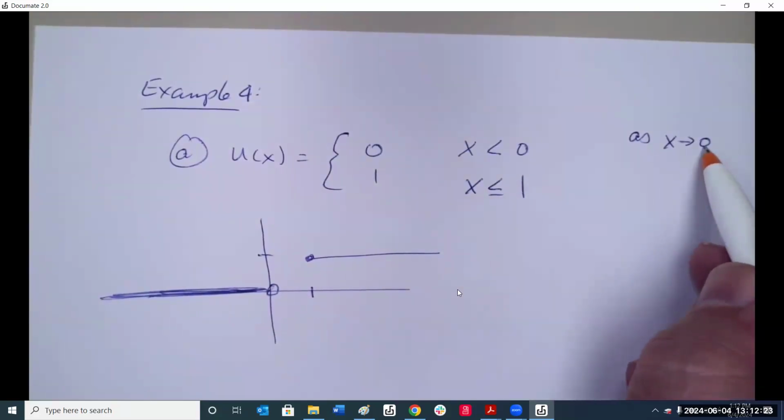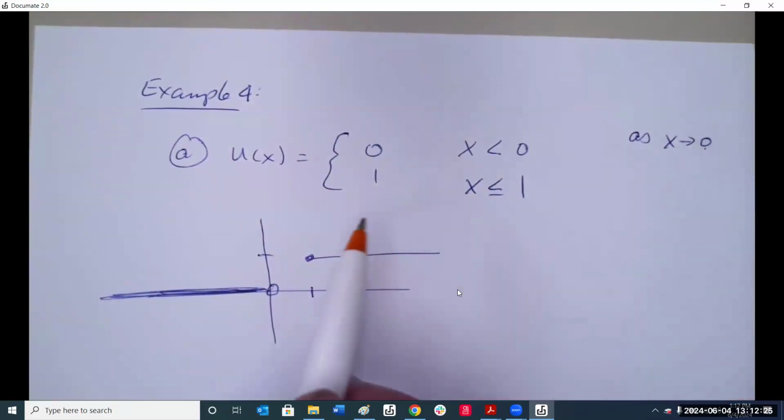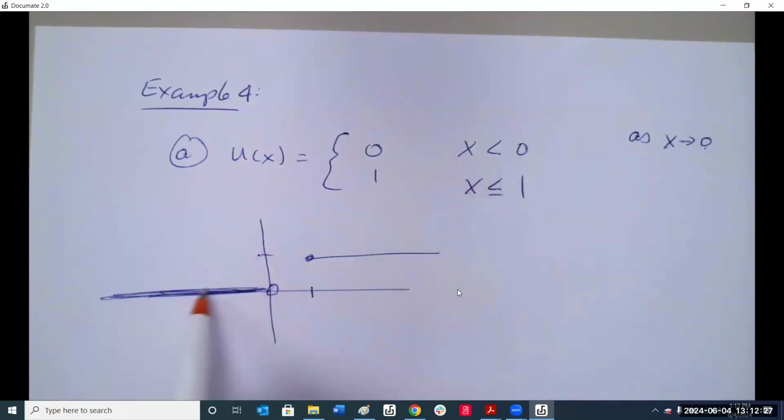As x approaches 0, well, from this side it's 0, but what is it from this side? If it's coming from this way, it's 1. If it's coming from this way, it's 0. Because they approach different values, there is no limit. It has to approach the same value from both directions.